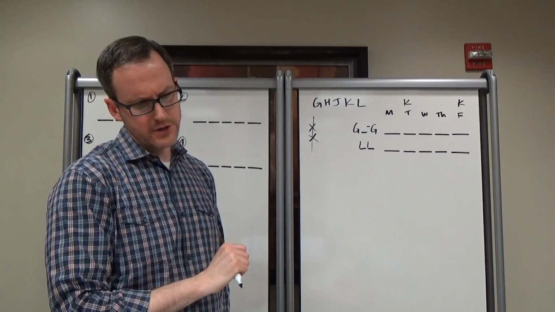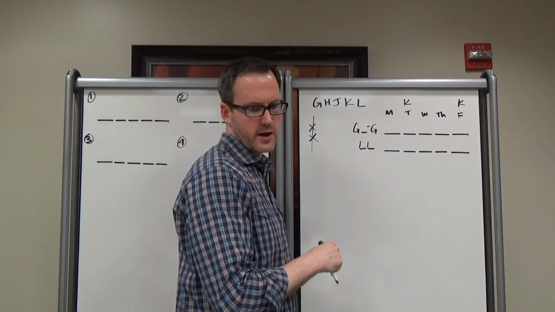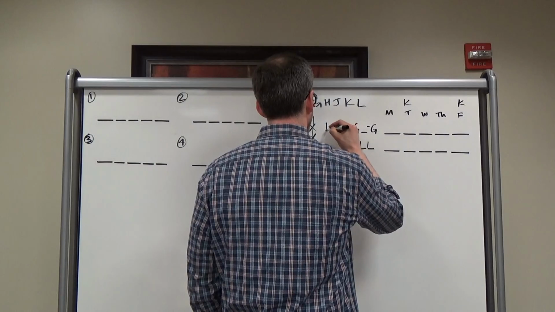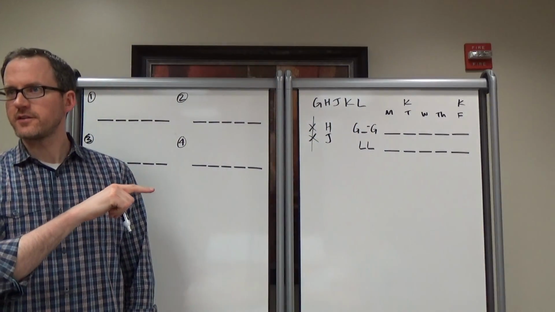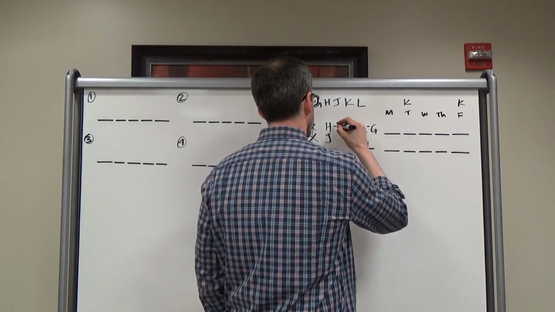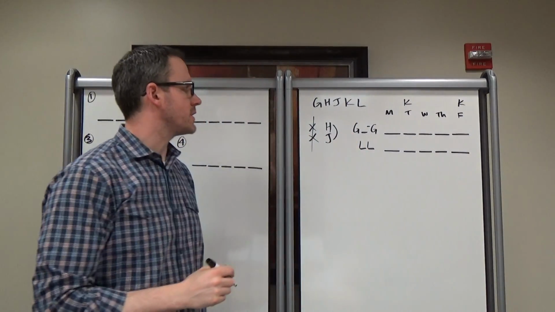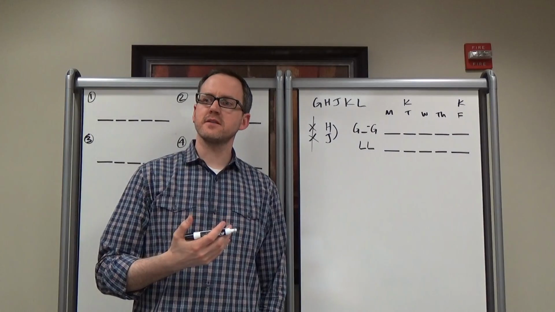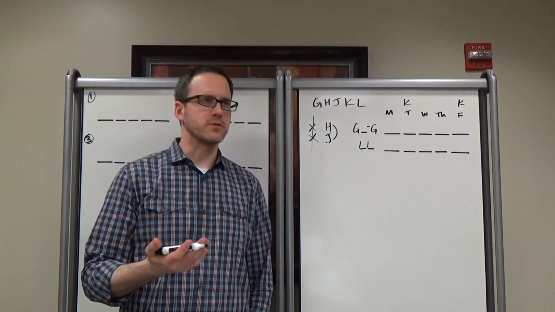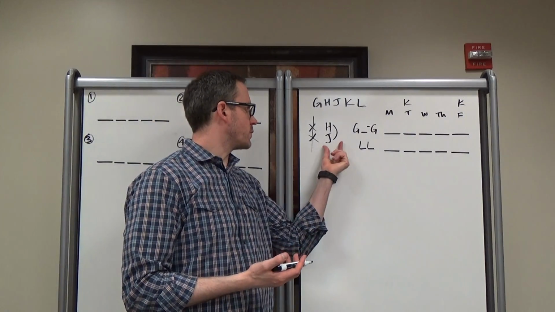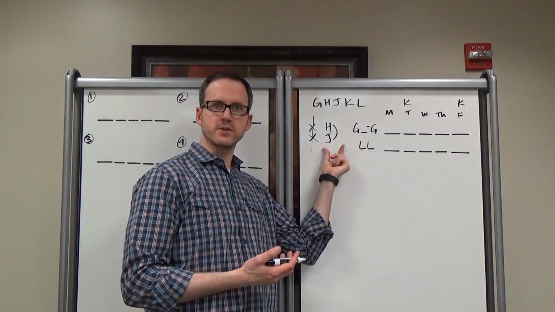Then it says H and J work on the same day as each other at least once. Okay, so H and J. What do I need to add to that rule? They can switch. We don't know the order. So that's going to happen at least once. The fact that it says at least once means it could happen twice, but we don't really need to worry about them anymore. As long as you have them together once, you're good to go.